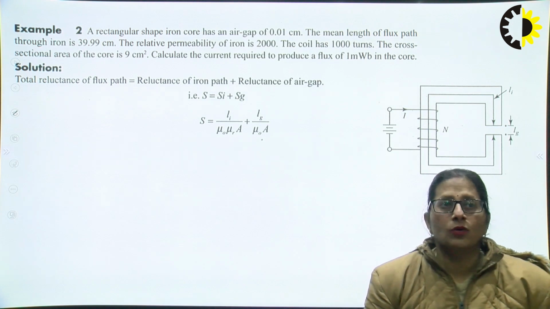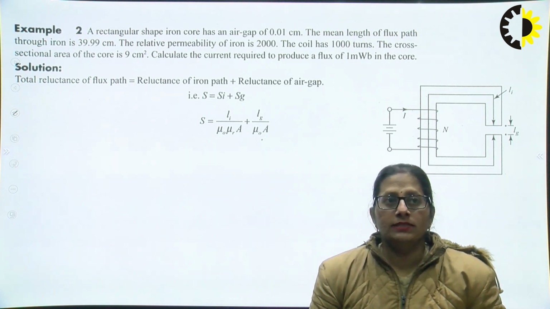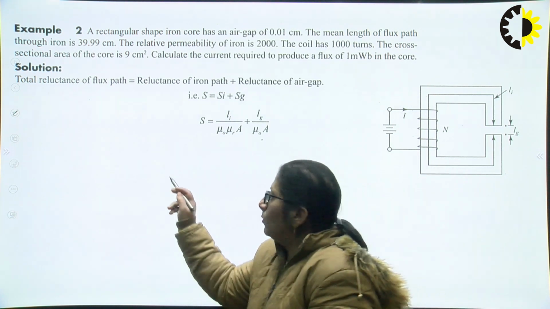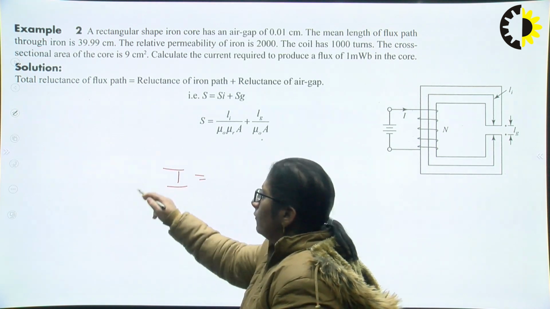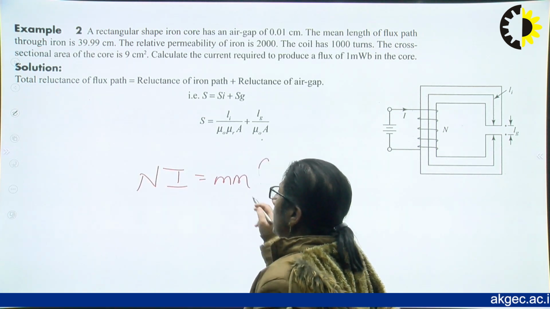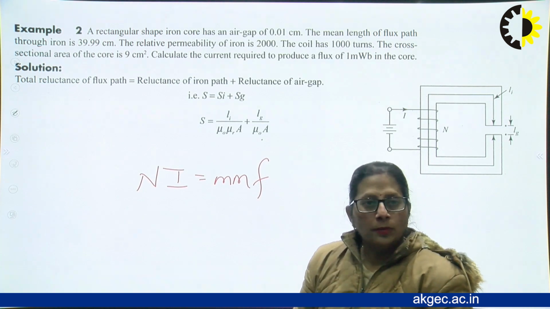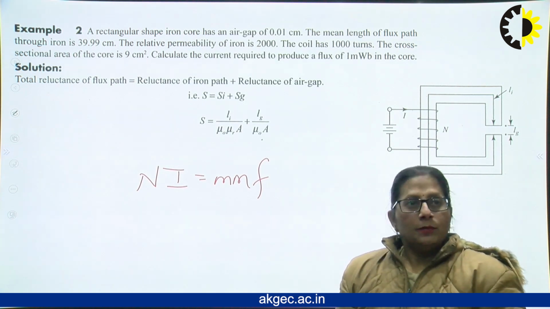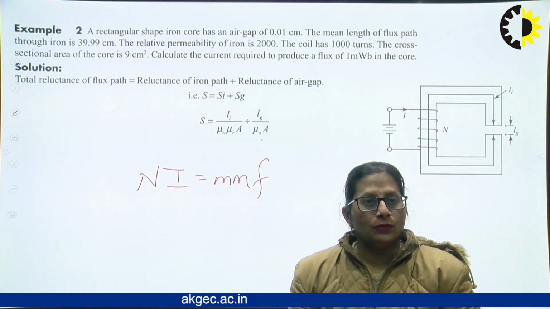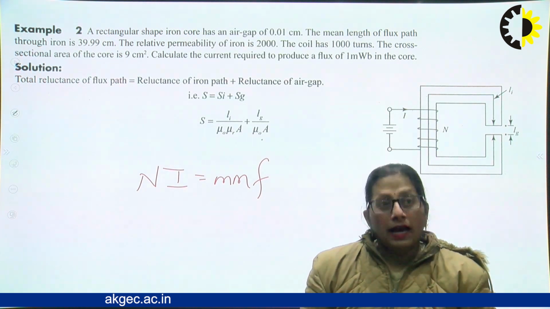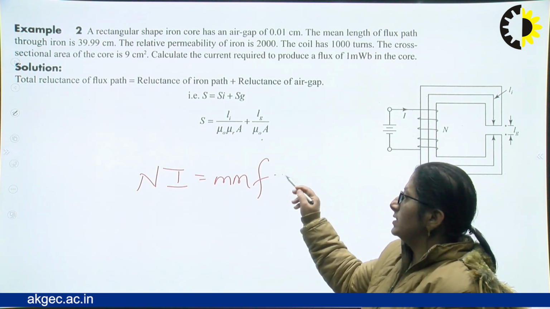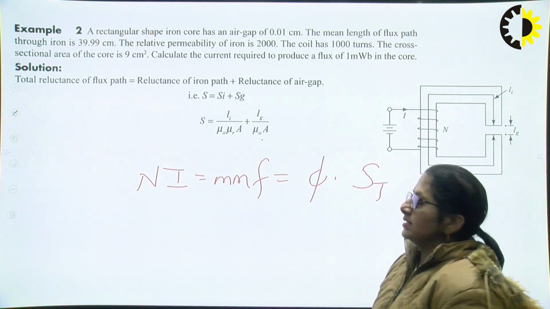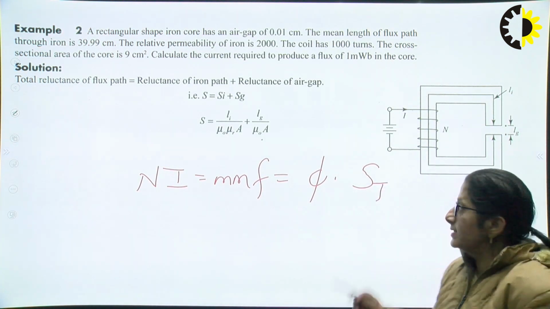So the flux this time is already given and we need to calculate the current which will produce this flux. So obviously if we require the current, what's the relation? I need to have mmf, number of turns multiplied by current, that will give me mmf. If this mmf is known, I'll divide it by the number of turns so that I can have the current flowing through that exciting coil. To have that, once again, mmf is given by flux multiplied by total reluctance. Now, why this total reluctance? Because this is a series circuit.